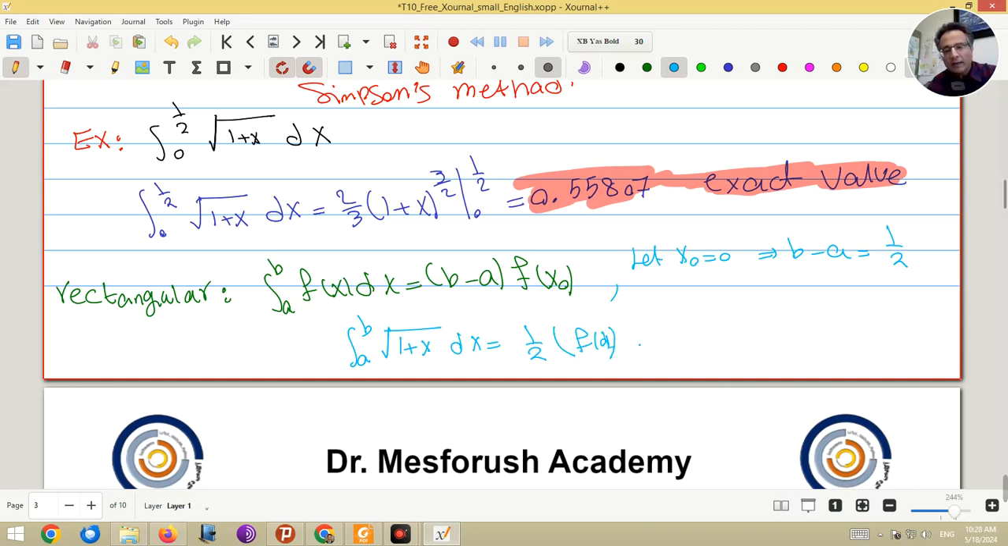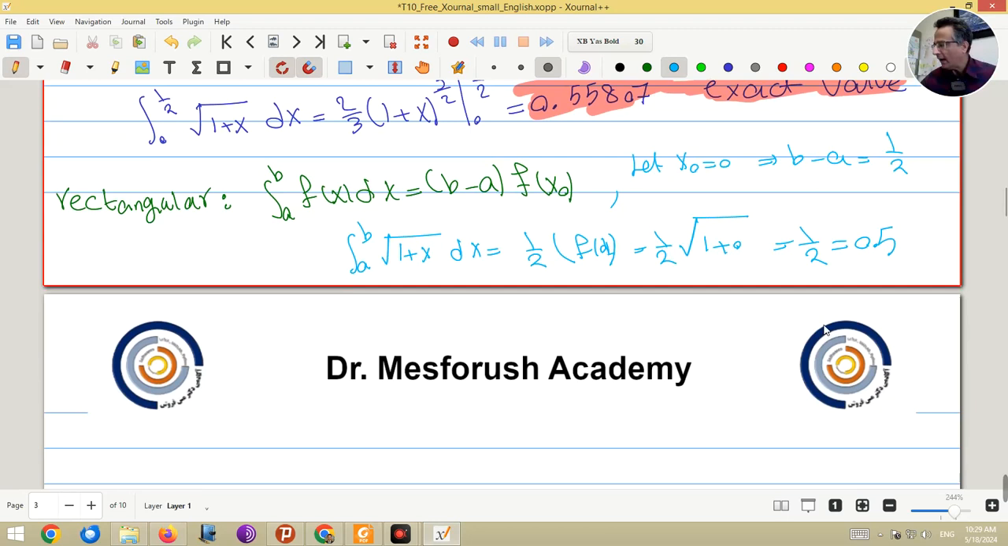Okay, and this value is half times square root of 1 plus 0, and this is half, and this will be 0.5. You can see that this estimated value, compared with the exact value, has an error of almost 0.05. Okay, and it's not very accurate.